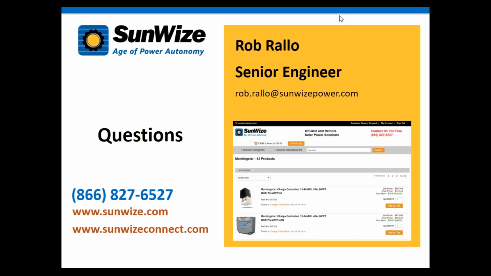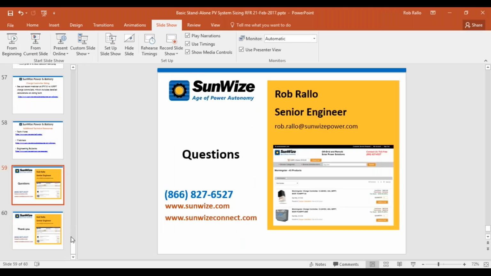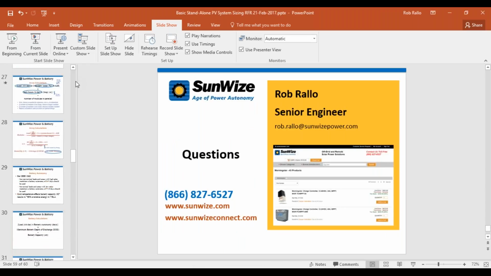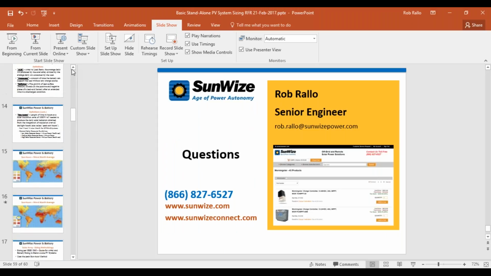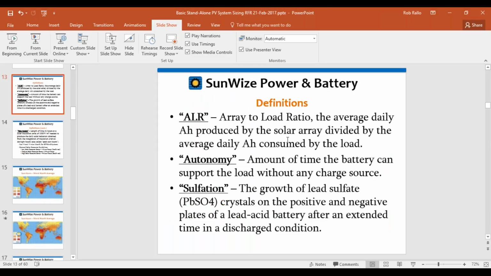Okay, we got one question on how do you calculate AOR. So maybe we can cover that just one more time. It's simply the power produced by the array in amp hours divided by the load consumed in amp hours. That's correct. Let me go back to that slide real fast, way up at the definitions. So the definition itself pretty much tells you what it is. Basically, it's just the ratio of the array amp hours to the load amp hours. That's all it is. So we know what the load is in amp hours per day.